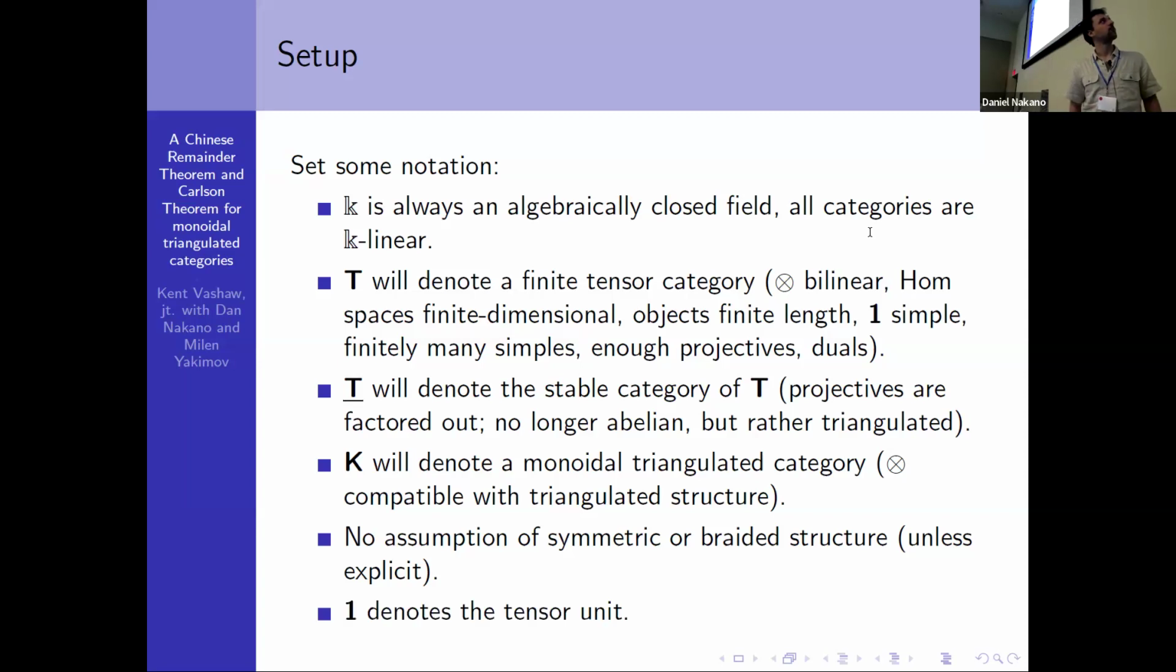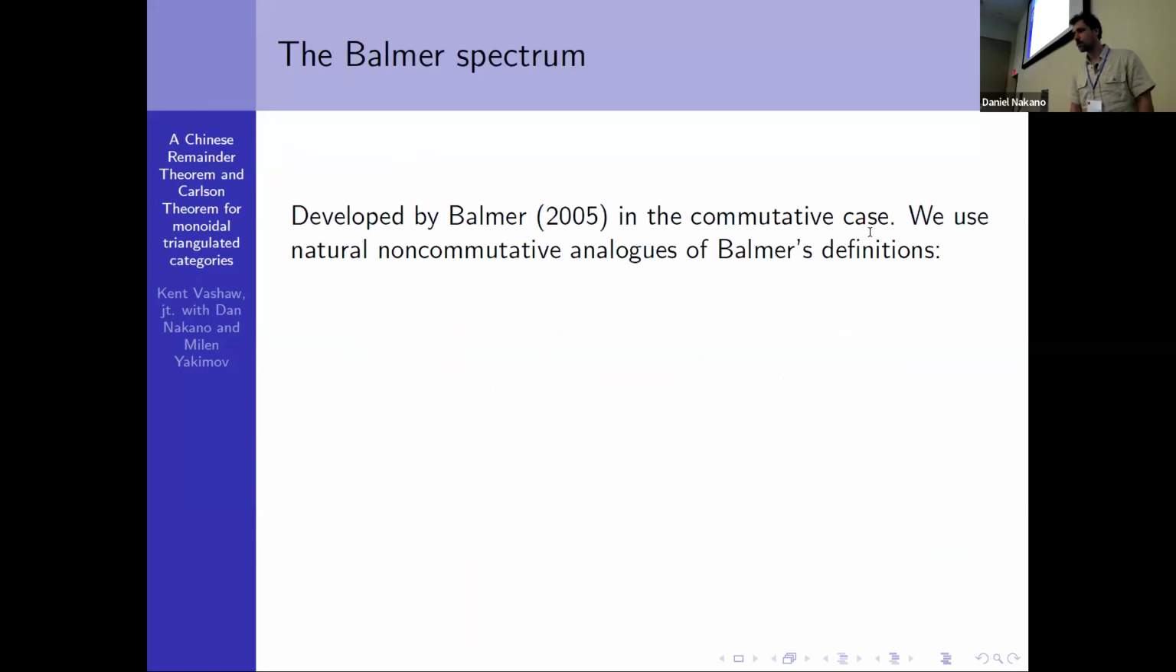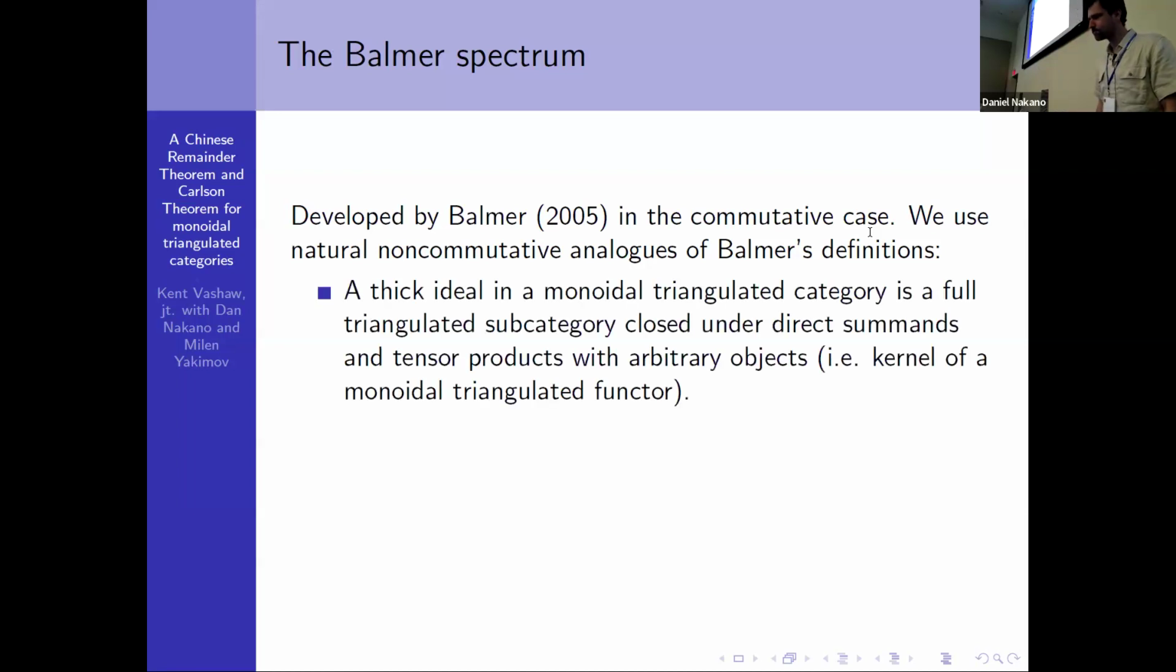Okay, and then of course throughout, 1 is going to denote the tensor unit. Okay, so also just a few more reminders from the previous talk. So Balmer spectrum was developed originally in the symmetric case in the early 2000s. I'm going to use these natural non-commutative analogs.